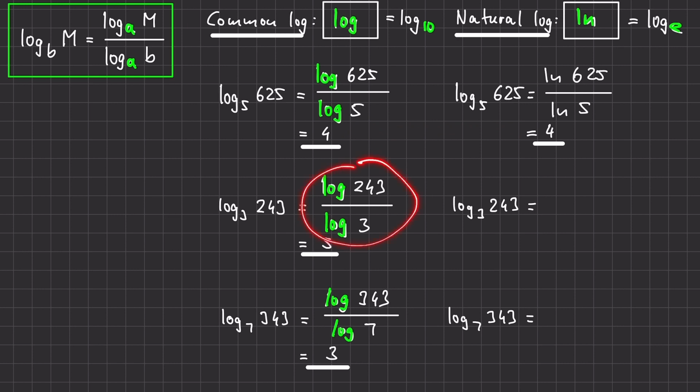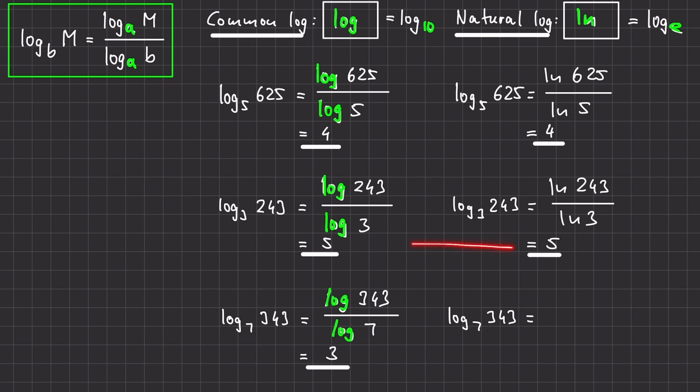For log of 243 divided by log of 3, we enter ln of 243 divided by ln of 3, which gives us 5 as a solution. And for log of 343 divided by log of 7, we enter ln of 343 over ln of 7, which gives us 3 as a solution.